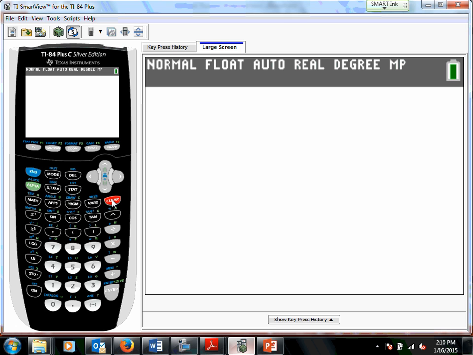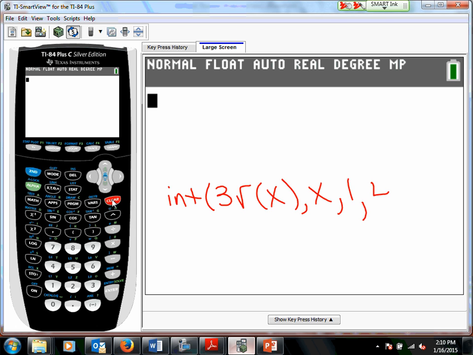Now, those of you with 83s, you should have something like this, right? Okay? So, put in 3 square root of X. When you type it in, you get a square root and then a parentheses. So, you're going to put X and then close the parentheses. Comma, we are integrating with respect to X. Comma, we're beginning at 1, comma, we're ending at 4, close your parentheses. Does it work? 83s, we got it?